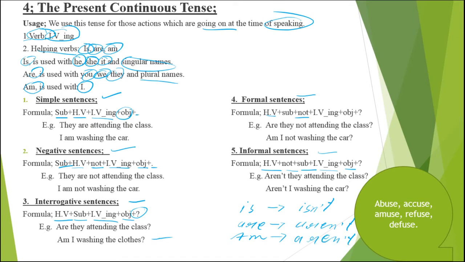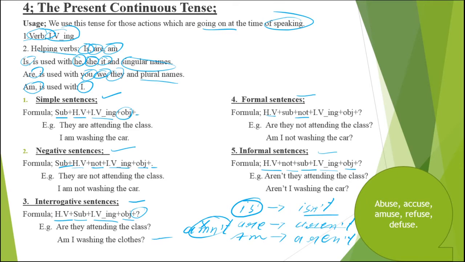So how you are going to change them into short form? Is changed into isn't, are not into aren't, am not into ain't. Most of the students, they write am not in this way. They say in written, they say am, in spoken they say amn't, or sometimes they say ain't. But keep in your mind, the short form is not written in this way. Is not will be written in this way, isn't. Are not will be aren't. Am not will be ain't.